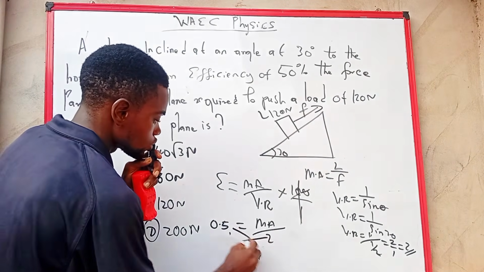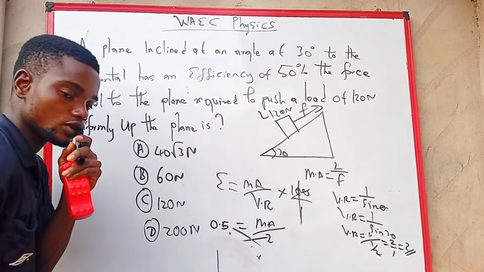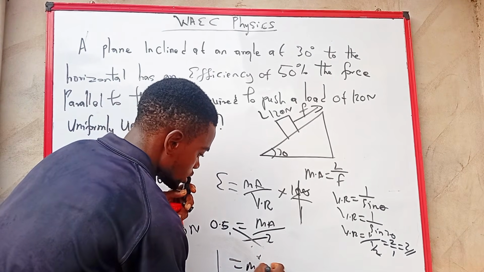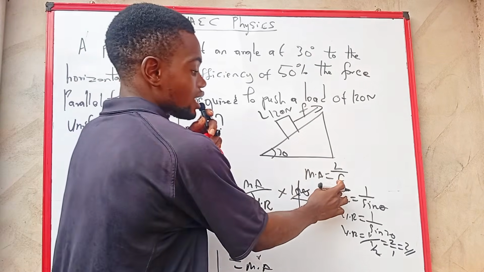All I need to do is now multiply. This multiplied by this is going to give us 1, because 0.5 multiplied by 2 is going to give us 1, which equals the mechanical advantage. So the mechanical advantage is equal to 1. Hence I can now find my effort.